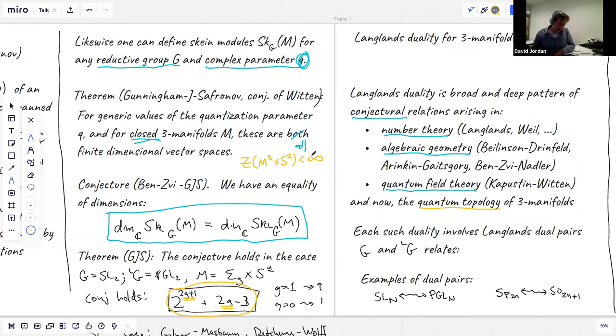That is another fantastic question. So I was very careful to state the conjecture this way. Of course, it's an excellent question. I've just told you that these are finite dimensional vector spaces, and that they have the same dimension. So of course, there are isomorphisms. But determining, either from any of these other conjectures or from first principles, a natural isomorphism, say natural in the three-manifold M, between the G skein module and the Langlands dual skein module, I think that's a really, really challenging problem.